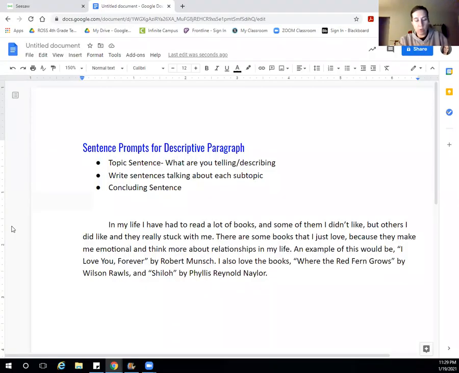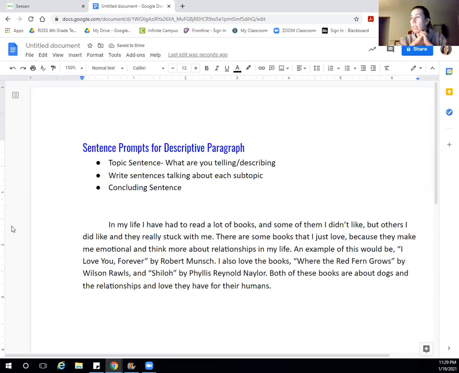So the next sentence says, both of these books are about dogs and the relationships and love they have for their humans. What I really noticed, too, and I'm glad that I put this next in my paragraph after I Love You Forever, is that this talks about these books with the dogs talking about the relationships.